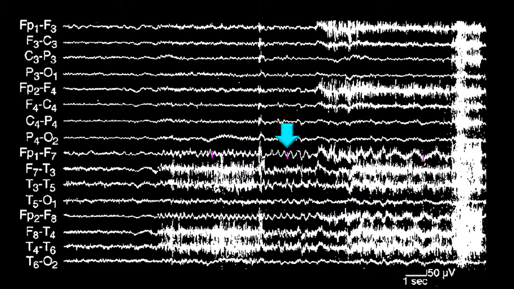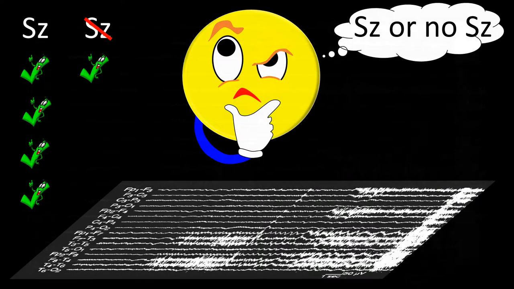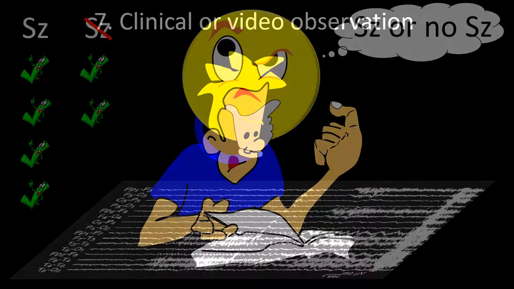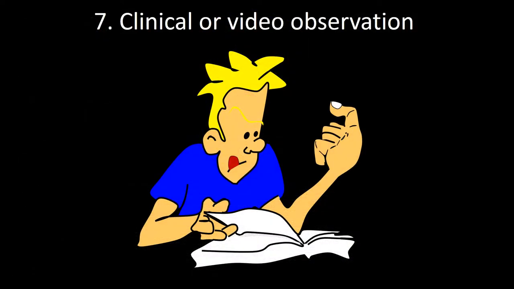Again here, and here. This does not go with an epileptic event. So, we put a check mark for the no seizure column. The seventh step consists of clinically observing the patient or observing a video of the patient during the actual event.